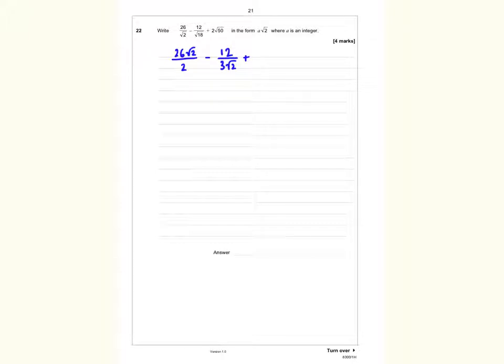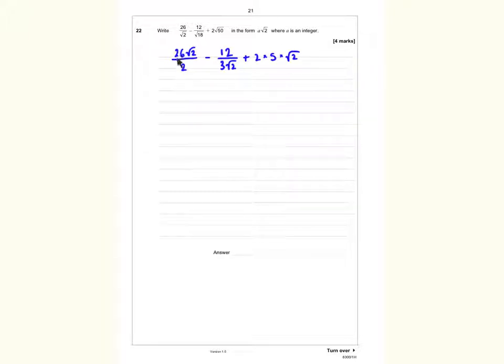50 is 25 times 2, square root of 25 is 5, and 5 times 2 is 10. Okay, actually I'm going to rewrite this one. I'm going to say 2 times 5 and then times root 2, so that you can see what I'm doing. Now in the next line I'm going to simplify this.